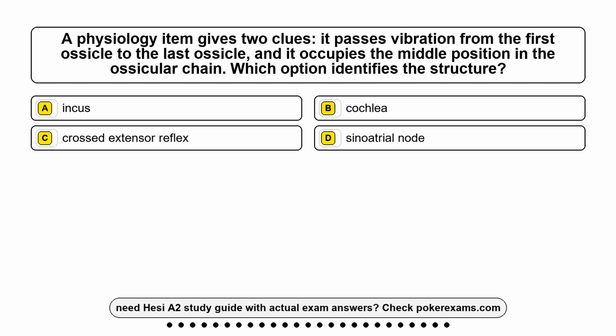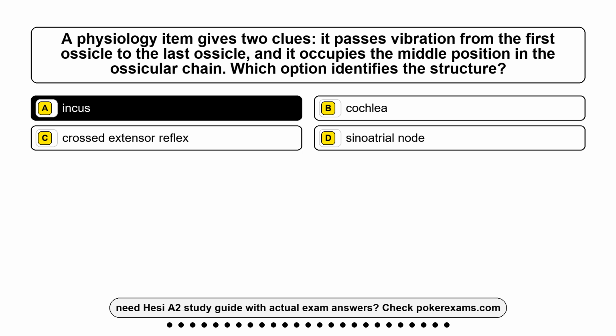Question 24. A physiology item gives two clues. It passes vibration from the first ossicle to the last ossicle, and it occupies the middle position in the ossicular chain. Which option identifies the structure? Option A, incus. Option B, cochlea. Option C, crossed extensor reflex. Option D, sinoatrial node. The correct answer is option A, incus.